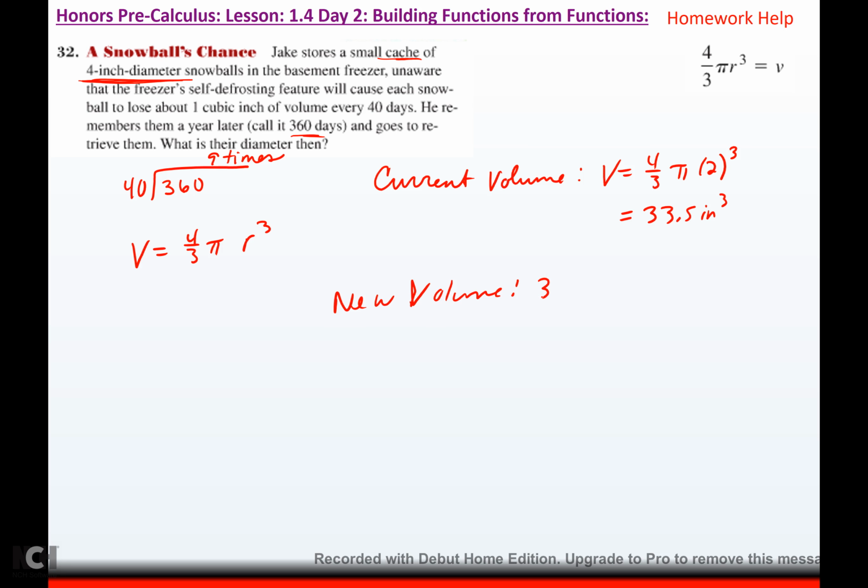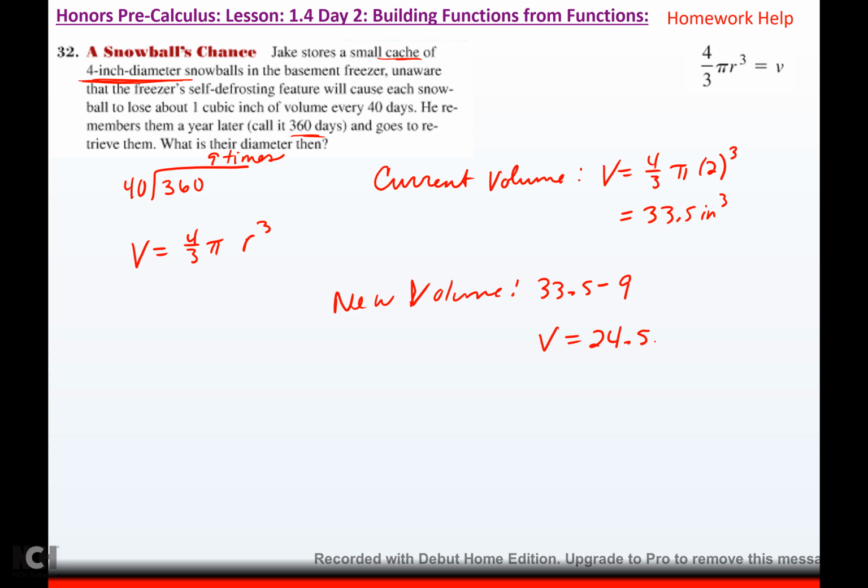Okay, so my new volume, isn't that going to be the current volume take away the number of times 40 days happen in 360 days, which would be 9? So that gives me a new volume of 24.5. Yeah? And then what did it say? Oh, what is their diameter then?